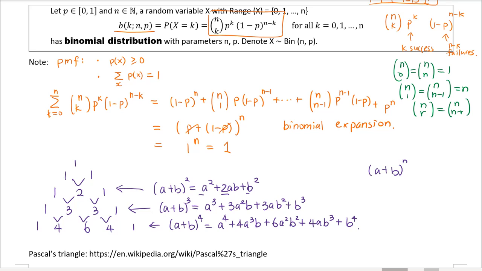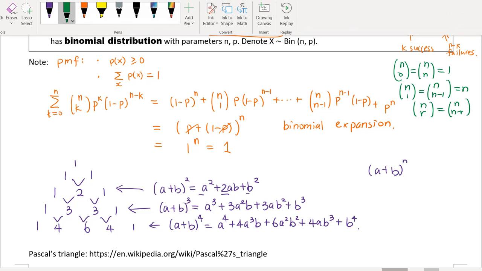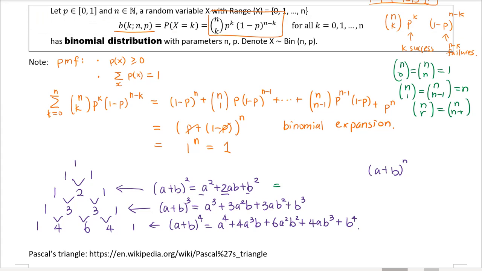And in general, how do we get this coefficient? Well, let's look at this one. How do you get this? You're using a plus b times a plus b, and then you have a times a is a squared, a times b is ab, b times a, and b times b is b squared. Because ab equals ba, that's why we have the 2.